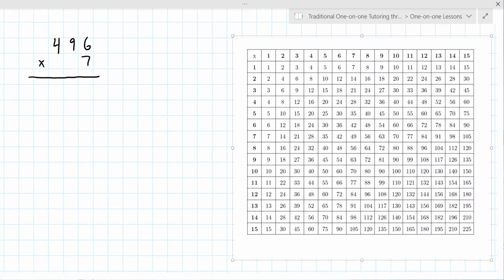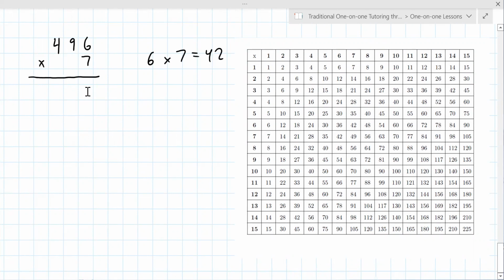6 times 7. And what is 6 times 7? 42. Okay, so the 2 is written down below the 6 and the 7. What is the carry out of this number? 4. The 4 is the carry. So you put that above the 9. Do you see how that carry goes right there? Yes.